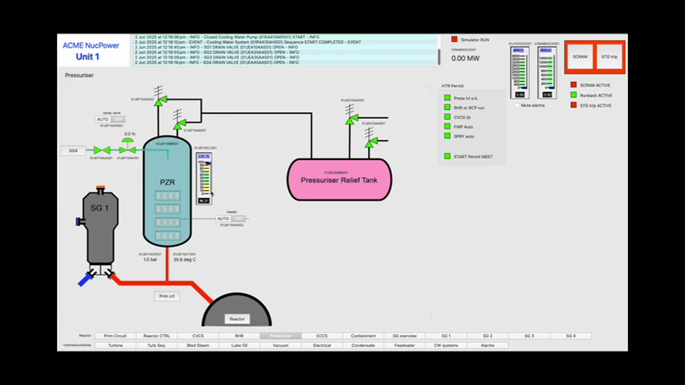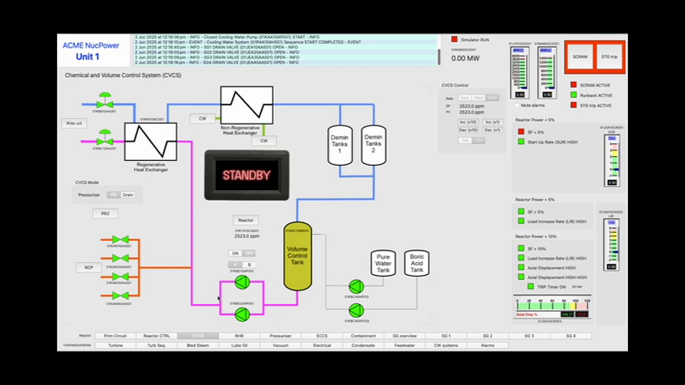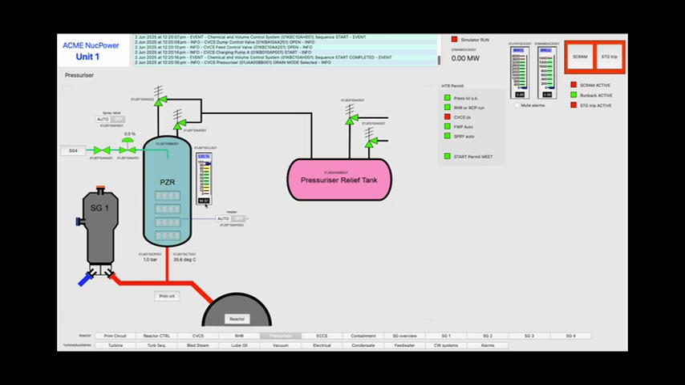The primary loop pressurizer vessel has also been filled during the last shutdown. To drain this we must first start the chemical and volume control system. Start the charging pumps. This system will go through its startup routine. Select CVCS mode to drain. We can see pressurizer level starting to fall.